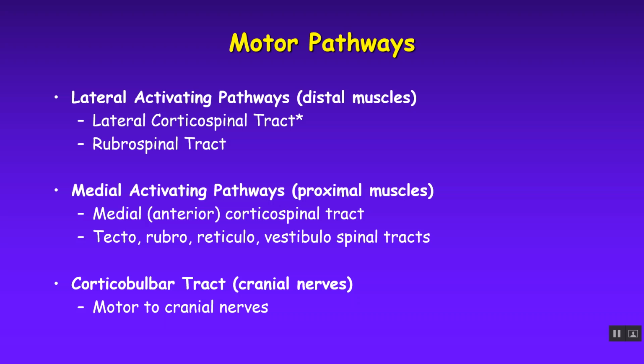We have the lateral activating pathways, which are going to distal muscles. The lateral cortical spinal tract, that's the one that everybody talks about, and that's why I have it starred there. It's going to your distal muscles, okay? That's the pathway that helps you do fine, voluntary, controlled movement. There's a rubrospinal tract that complements it, especially for bringing your arm towards you for upper extremity flexion, rubrospinal tract.